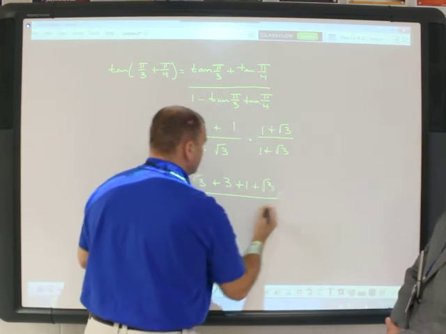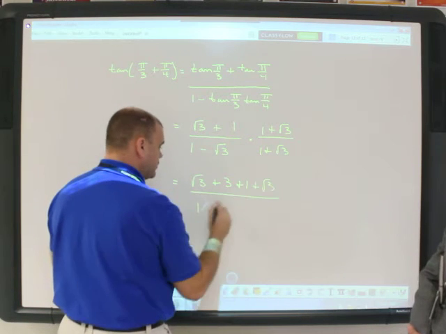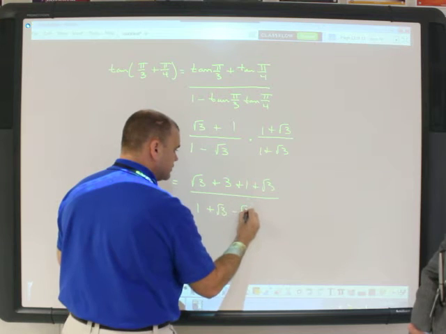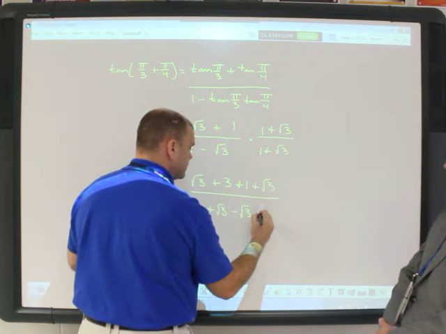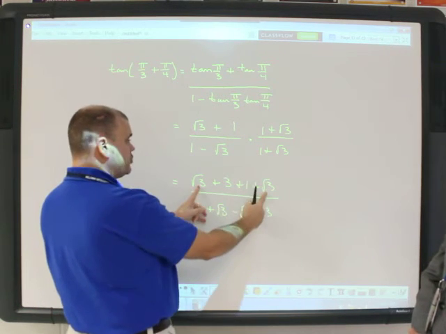Alright. So the bottom: 1 times 1 is 1. 1 times the square root of 3 is square root of 3. Negative square root of 3 times 1 is negative square root of 3. And negative square root of 3 times negative square root of 3, a negative times a negative is a positive, so that would be negative 3. Alright. So now I've got two square roots of 3's.